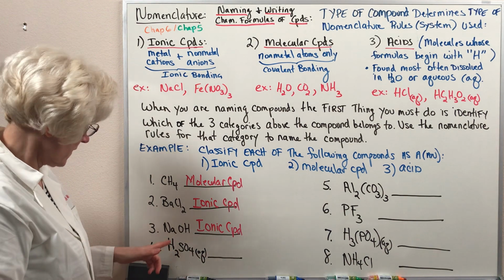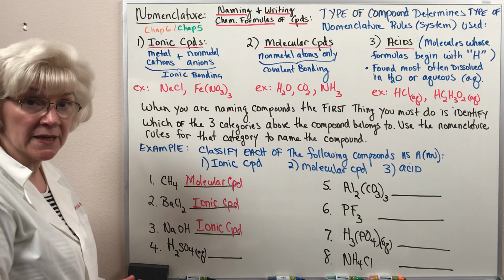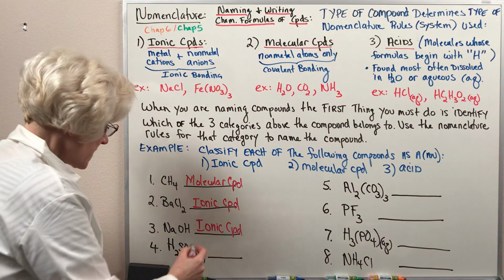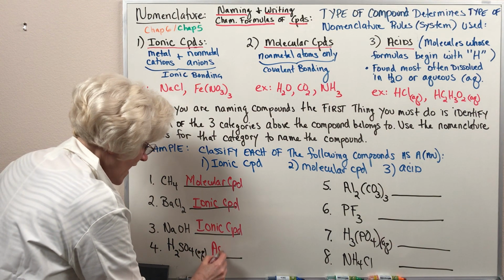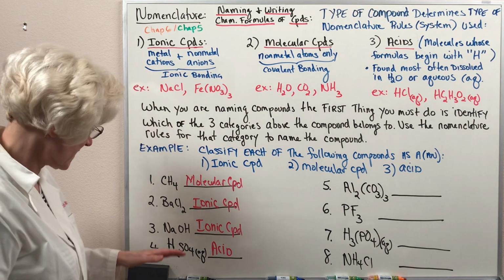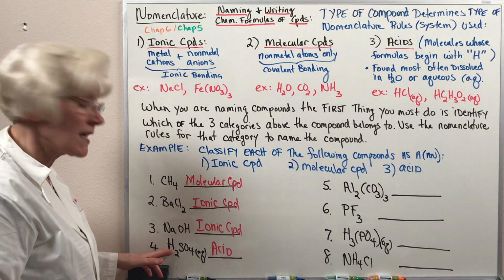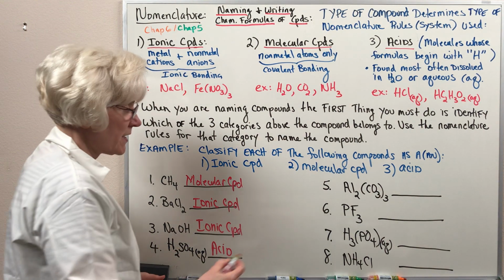Number 4, looking at the formula, I see it begins with hydrogen. So this substance would be classified as an acid, specifically sulfuric acid, because the formula begins with hydrogen.